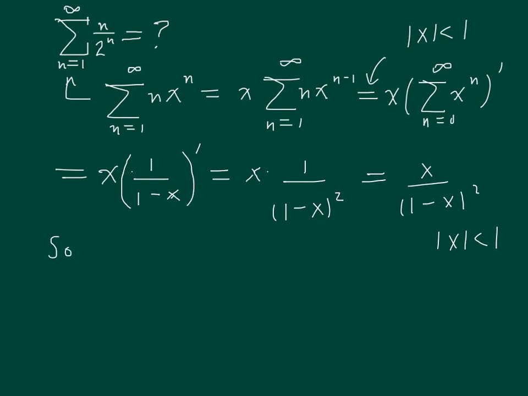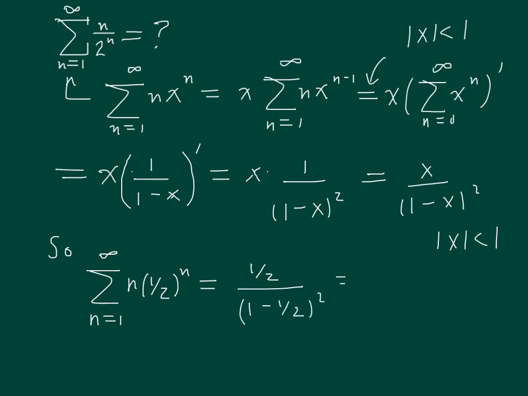So if we come back to our series, summation n goes from 1 to infinity of n times 1/2 to the n. Based on what we just learned, that must be 1/2 over 1 minus 1/2 quantity squared. That's a half divided by a fourth, which is 2. And that's the sum of our series.